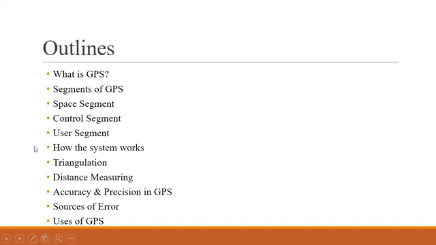Today we will cover how the system works, triangulation or trilateration, distance measurement, accuracy and precision in GPS, sources of error and uses of GPS.